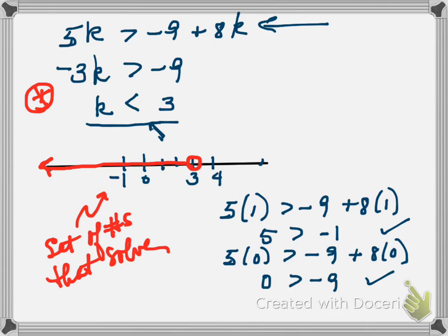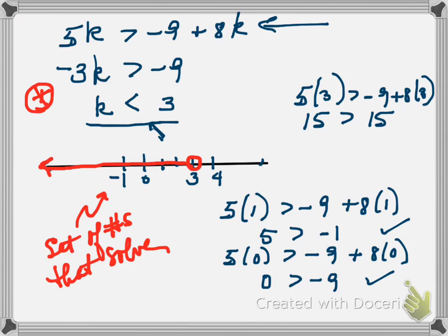Let's see, I have some space up here. If I actually plug 3 in, I'm going to have 5 times 3 is greater than negative 9 plus 8 times 3. So is it true that 15 is greater than negative 9 plus 24? So is 15 greater than 15? And the answer is no. 15 actually equals 15. So 3 is not a solution, and this is why we have an open circle here.